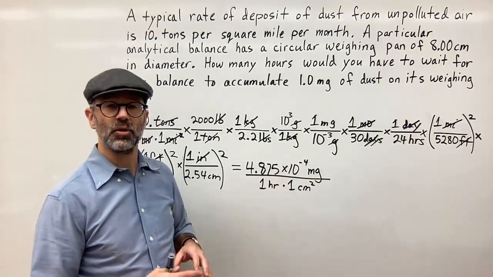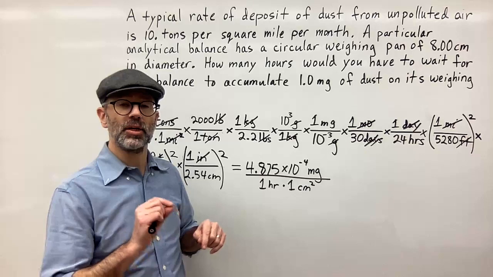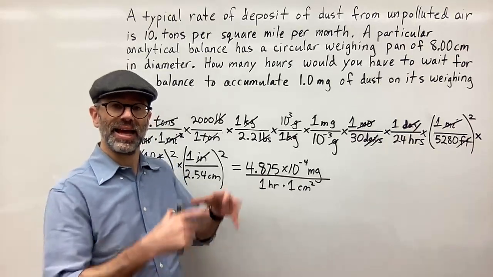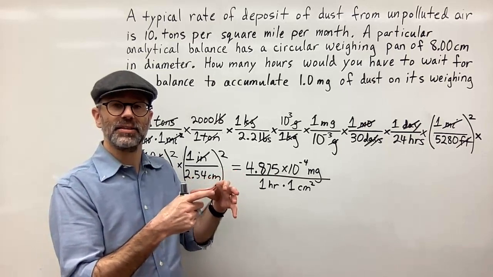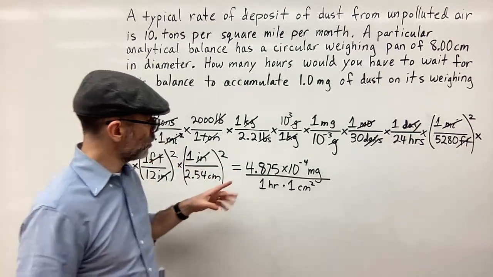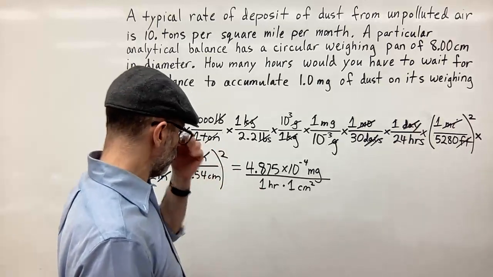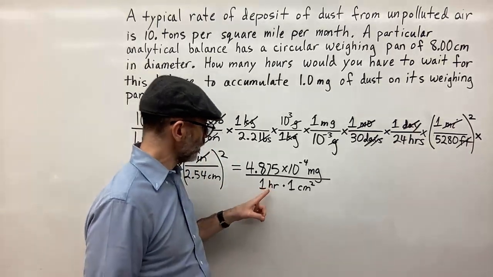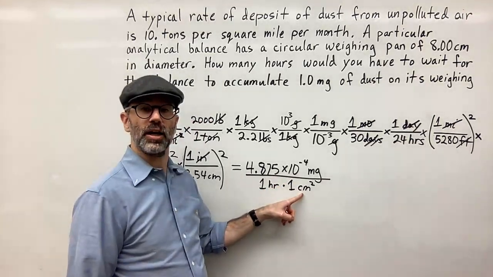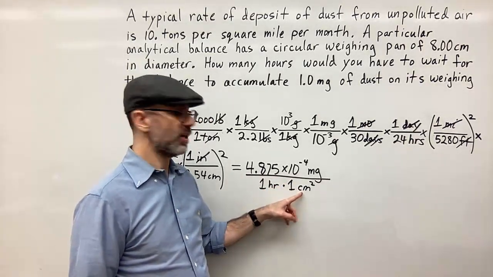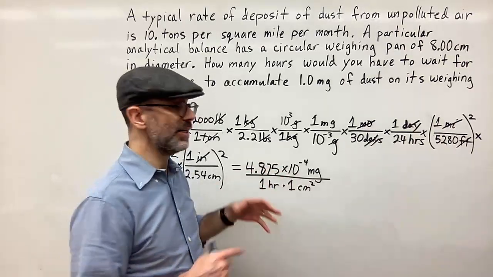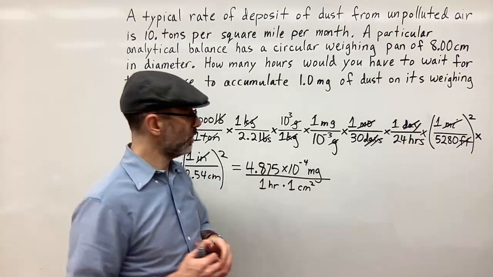how long it's going to take for 1 milligram of dust to settle and build up on a pan that has an 8 centimeter diameter. And I want 1 milligram of that. So here we go. So I need to know the area that I'm going to be building up the dust on. So I need to calculate the area of that pan.